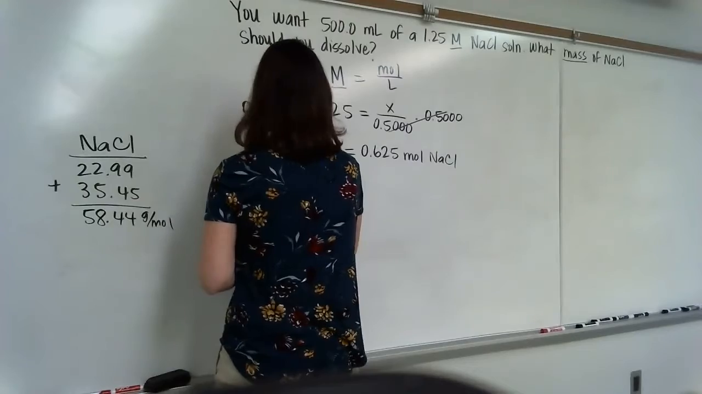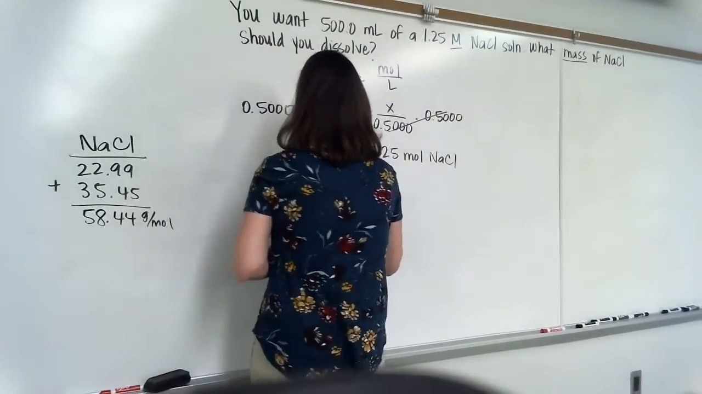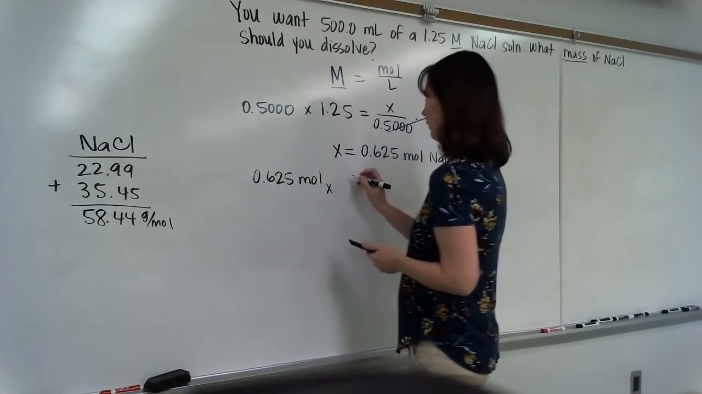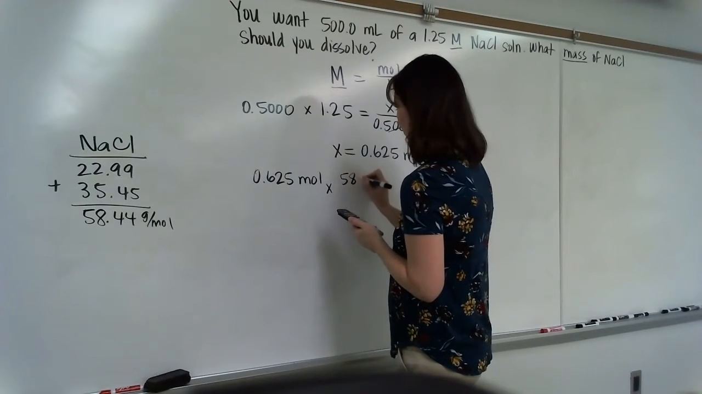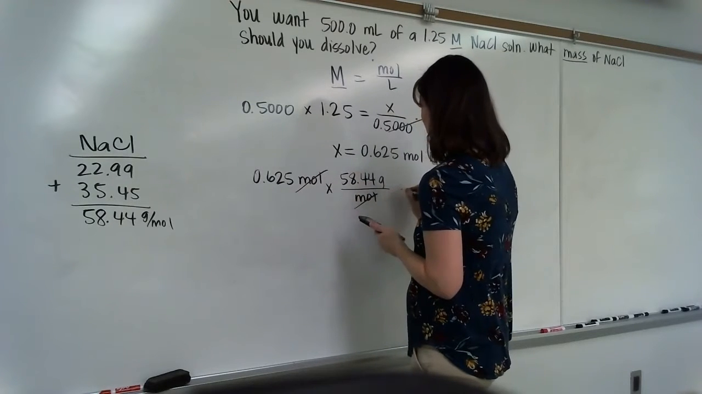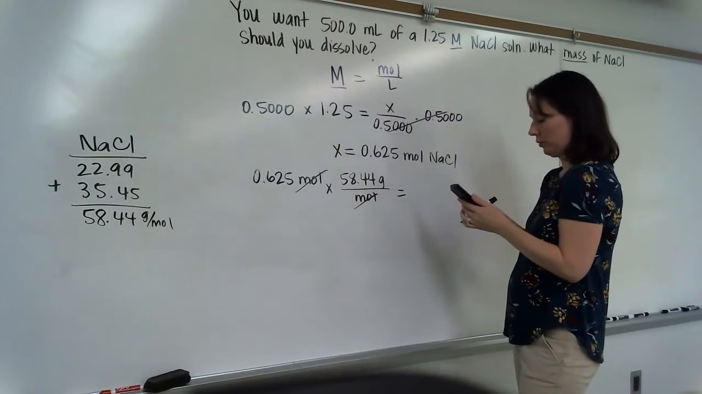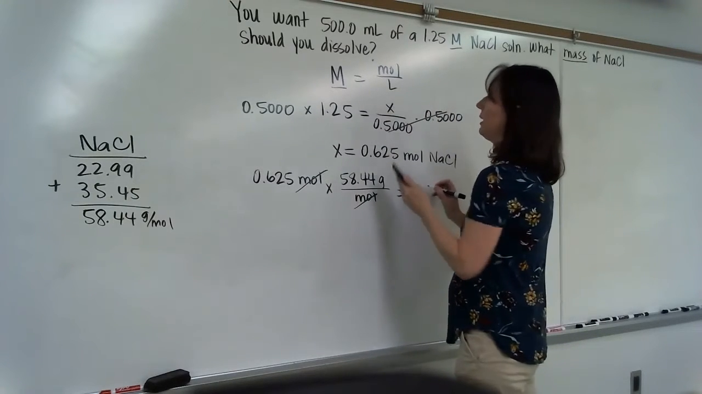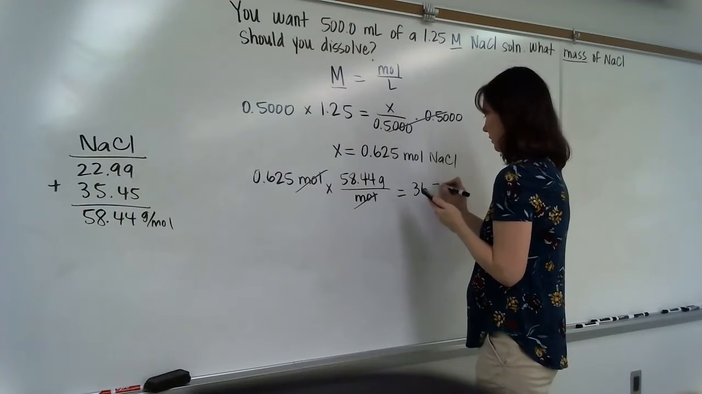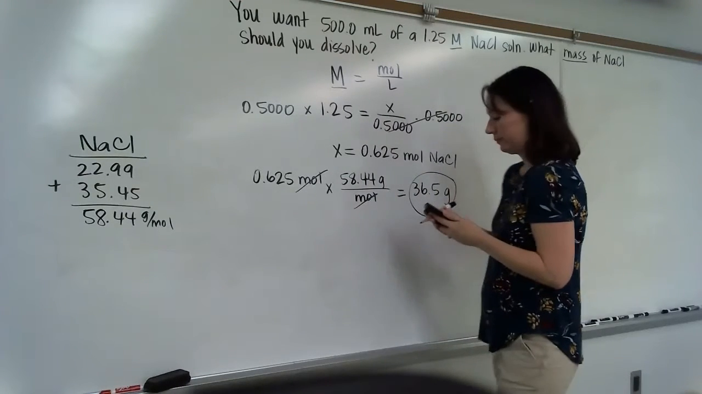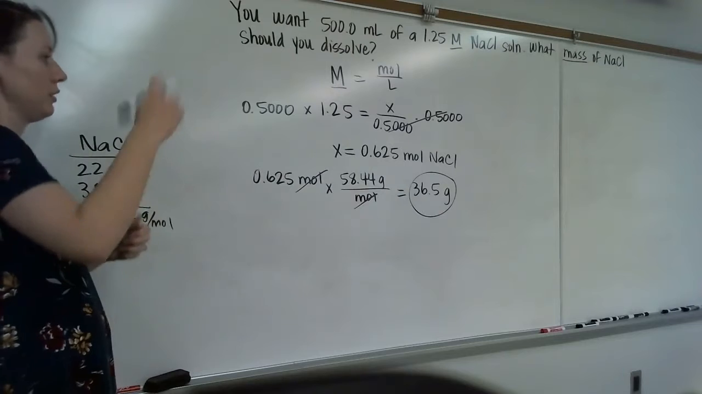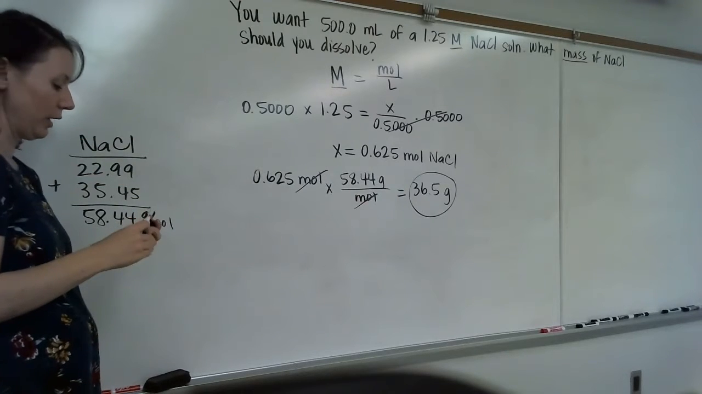So 0.625 moles times, where's grams going to go, on the top or on the bottom? On the top, right. We're converting to grams, so 58.44 grams per mole. Moles cancels. So times 0.625. And then we keep 3 sig figs, so 36.5 grams. All right, so you'd measure out 36.5 grams on your balance. You get yourself 500 milliliters of water, dump it in, you stir, stir, stir, and that would give you the molarity that you want.